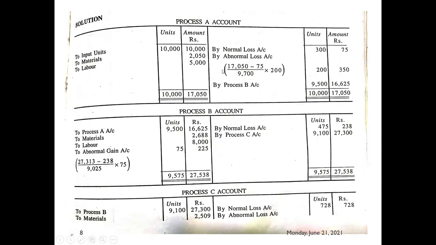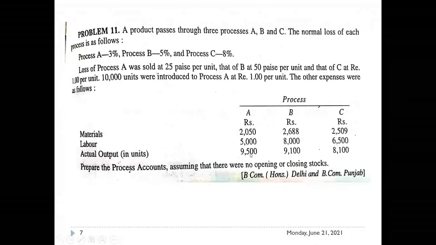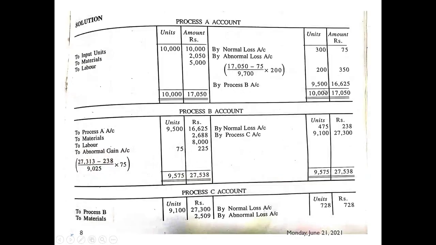Then below you write by Process B account. So after writing by Process B account, our output is given as 9,500. So write 9,500 here. Now you should close. So first of all, the unit column. You see the debit side is higher than the credit side, and the balance is 200 units. So 200, it is called abnormal loss.